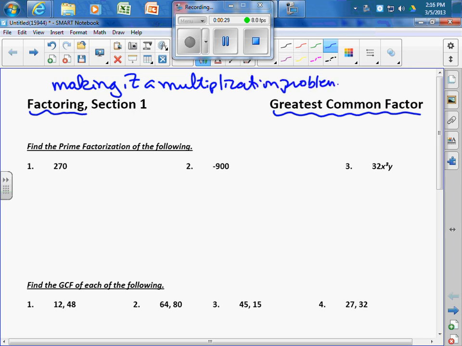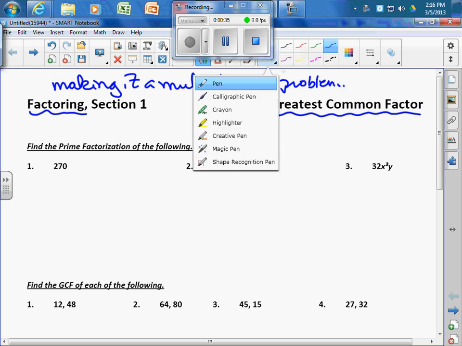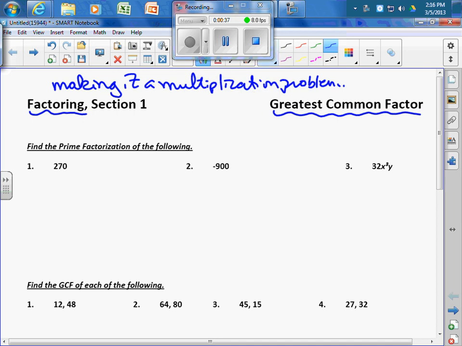And if I have 270, how am I going to make that into multiplication? Well, I'm going to find the prime factors. I prefer to find prime factors this way. What I'm going to do is I'm going to put a box underneath the 270. I'm going to start dividing by 2, because it's the smallest prime number.